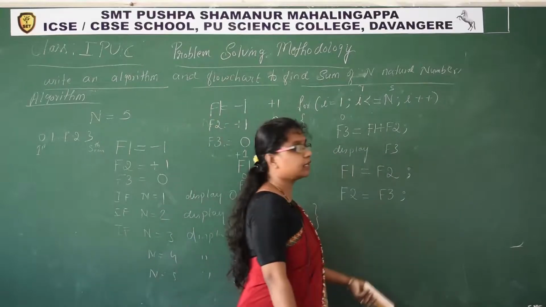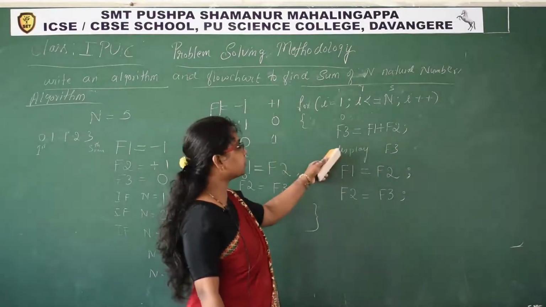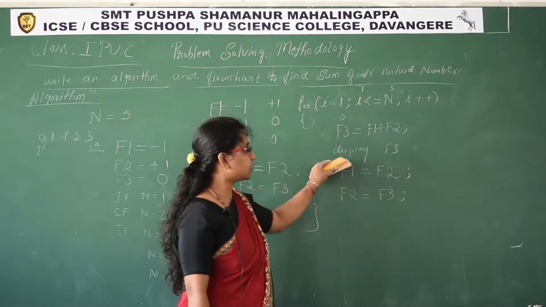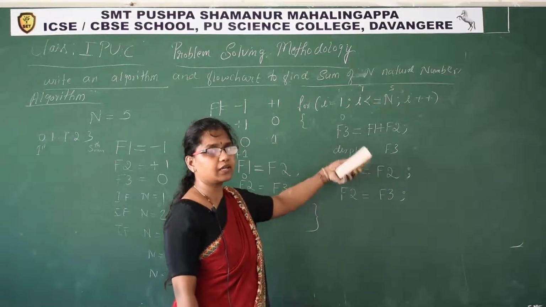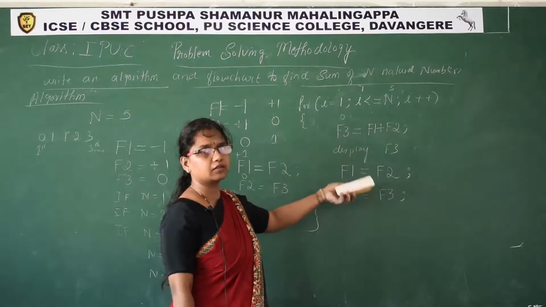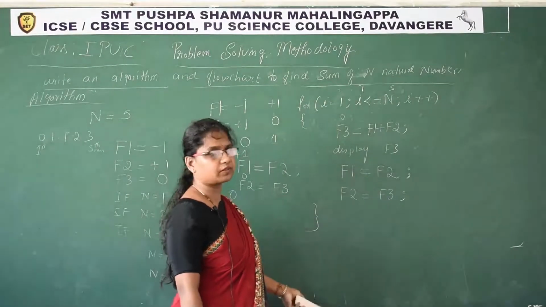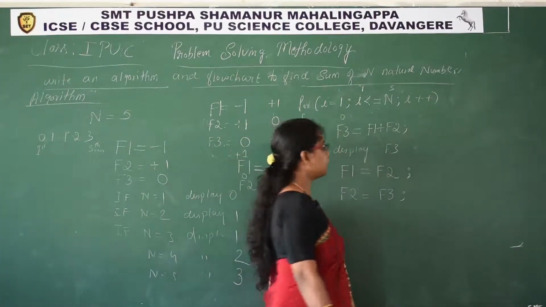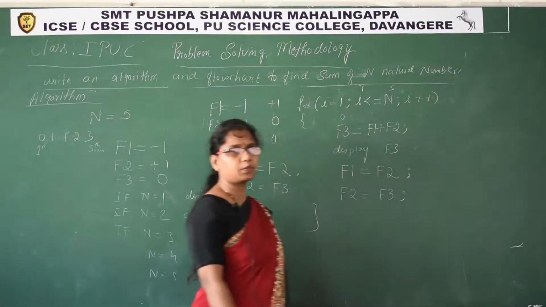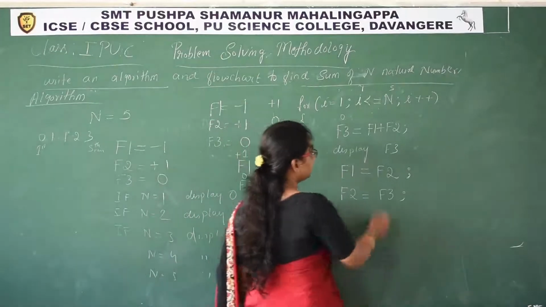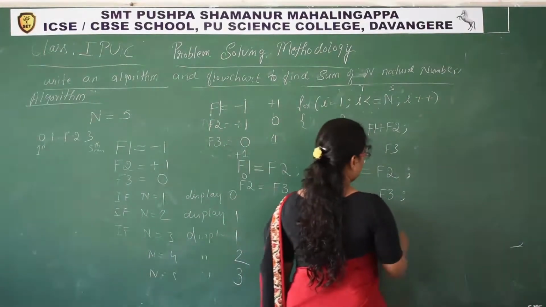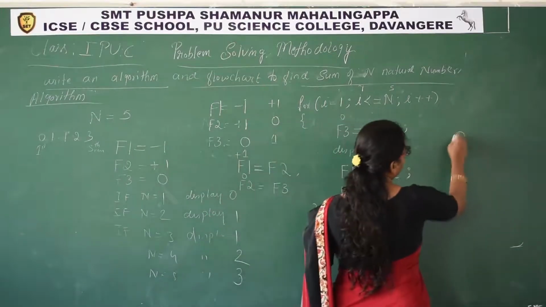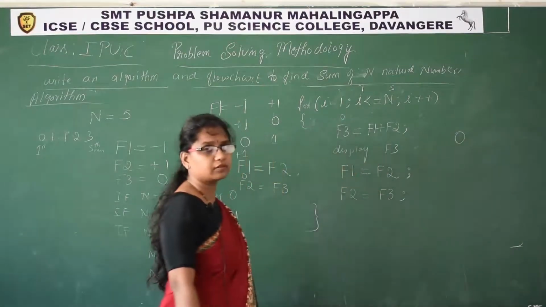Display F3. In programming, we will write some statement to display. Right now, I have taken a simple, common word, display. In programming we write it differently, using the cout statement, but I am writing display so that you understand. That means whatever is in F3 must be displayed. What is there in F3? 0. 0 will be displayed. That is the first Fibonacci number.